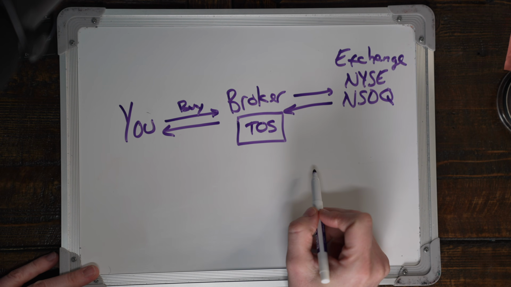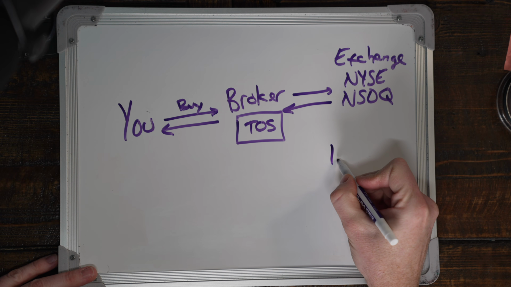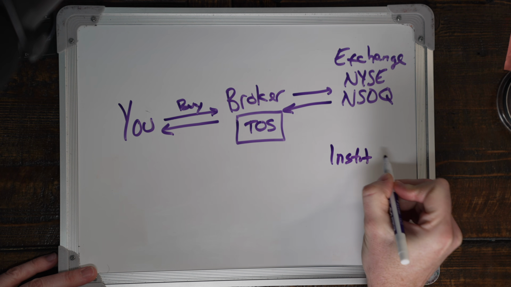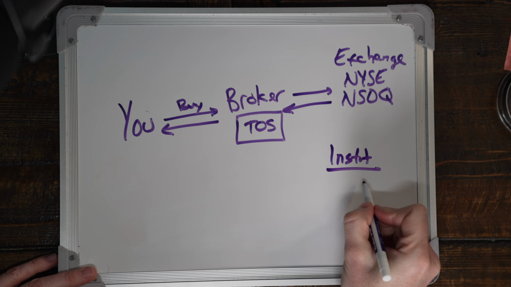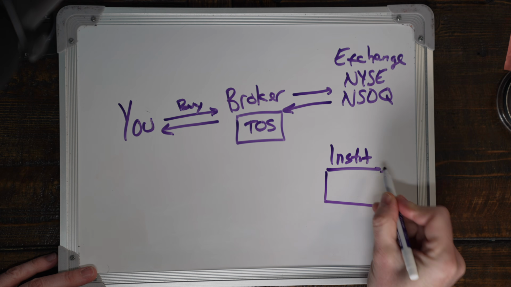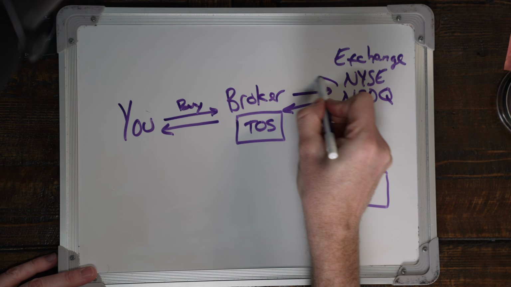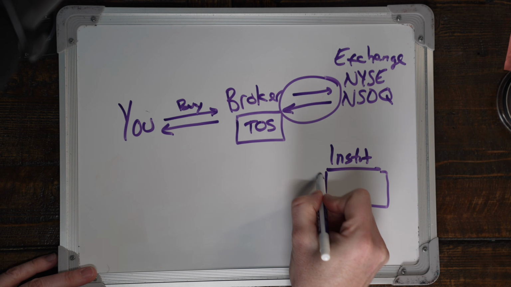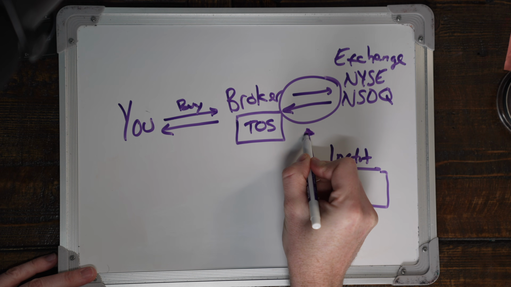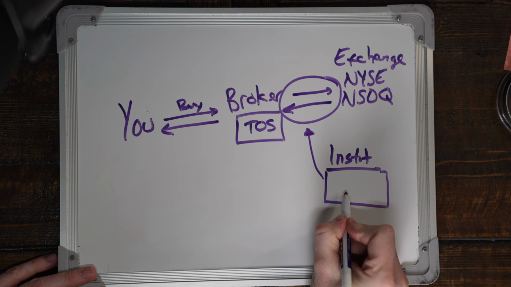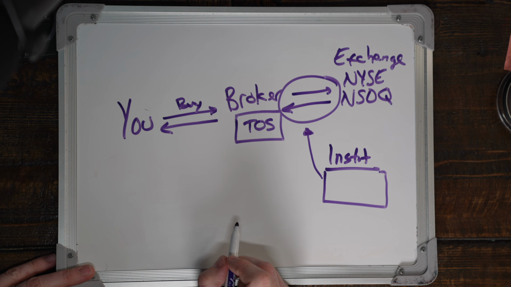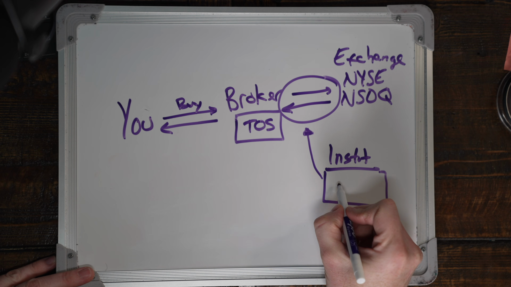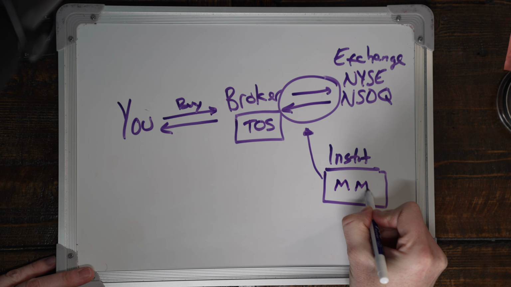But what the brokers realized, they were approached by some big money institutional traders who said, hey, here's an idea, how about we buy all of this order flow that you're sending to the exchange? We want to pay you for that. We want to pay you to send all those orders to us instead of the exchange. Well, why would they do that? Because this firm right here is going to act as a market maker, a middleman.